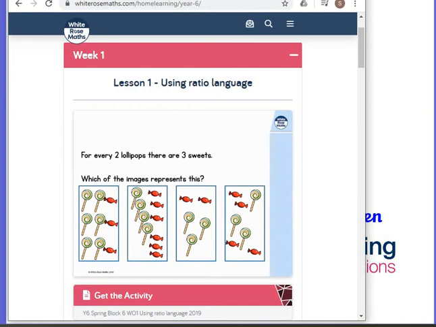Our story now is for every 2 lollipops, there are 3 sweets. Which of the images represents it this time? Well, again, none of the pictures show just 2 lollipops and just 3 sweets. However, if I look at the second image, I can picture moving 2 of those lollipops. Now I can see at the top of the image I have 2 lollipops and 3 sweets. And at the bottom I have 2 lollipops and 3 sweets. This matches our story. And whilst the others may include 2 lollipops and 3 sweets, they don't match our ratio story.